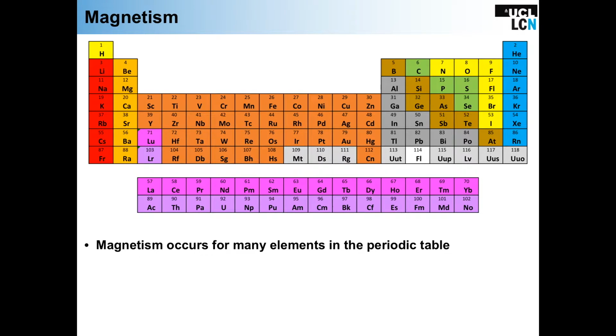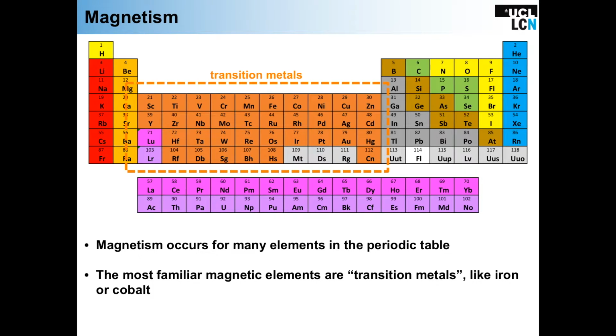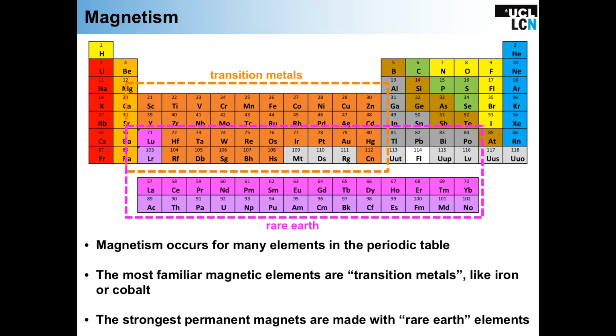Now, the topic of this research is magnetism, and magnetism actually occurs from many different elements in the periodic table. Some of the ones that people are most familiar with are those in the transition metal series of the periodic table, and these are materials like iron or cobalt, which you can find in regular refrigerator magnets. But it turns out that the most powerful magnets that can be made today are actually made with rare earth elements, and these are in a completely different part of the periodic table.